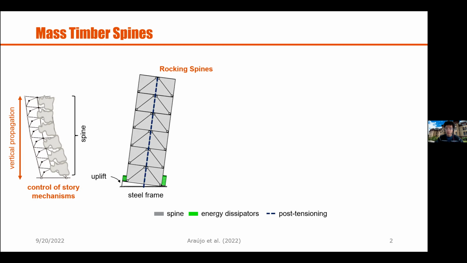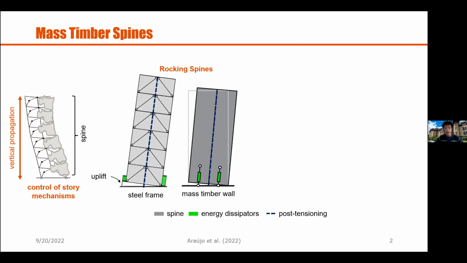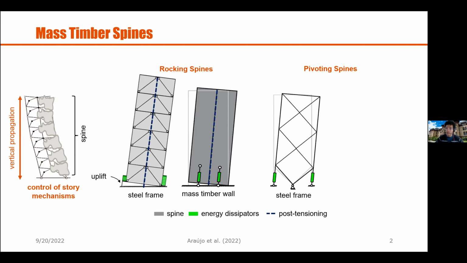The concept has also been applied to precast concrete walls and mass timber walls, as I'm showing here, where now the spine is, instead of the frame, it's the wall. The other type of spine that I want to discuss today, and the main subject of my research, is pivoting spines. One example is the one that you see here.